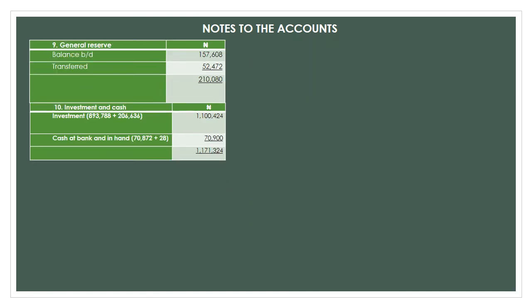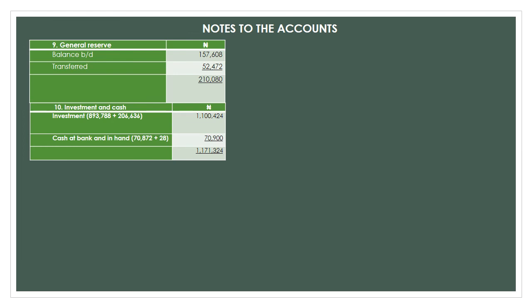So I think the next one is the general reserve. So you have balance brought forward of 157,608. If you look at your trial balance on the credit side, you see general reserve balance as opening balance, which is 157,608. Now, from your income statement, we have calculated 52,472 as the income for the year. So the total amount to be taken into the balance sheet as general reserve is going to be 210,080 naira.